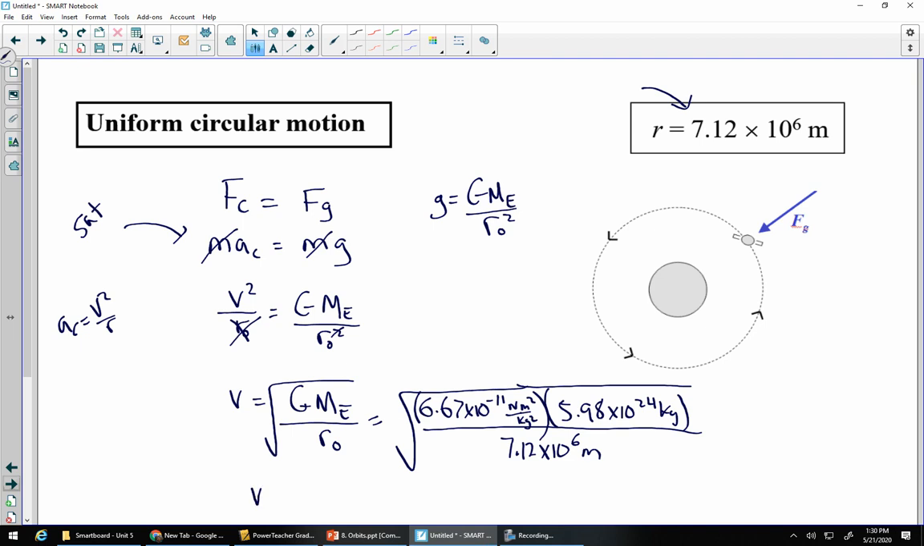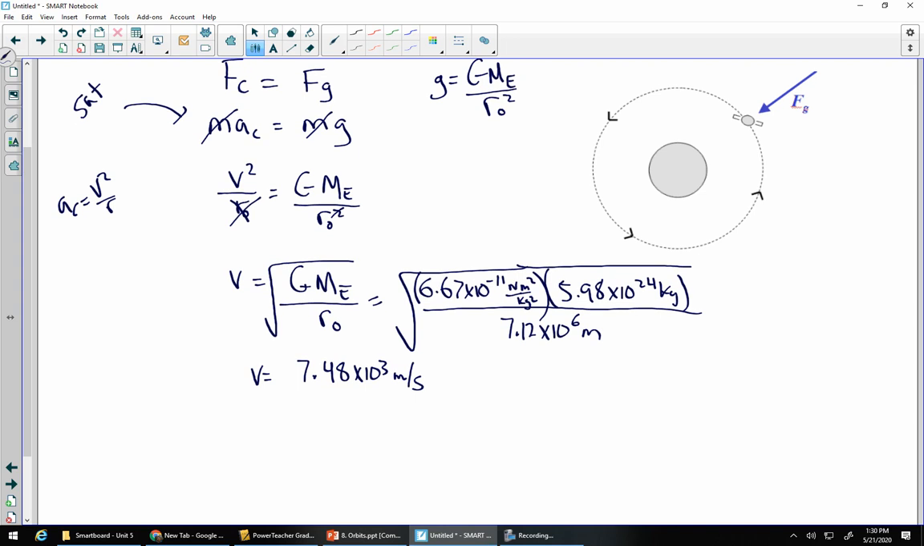Go ahead and plug that into your calculator. I will do the same. I'm ending up with 7.48 times 10 to the power of 3 meters per second, which is pretty crazy fast, right? Like that satellite, 7.5 kilometers every second. Wow, pretty fast. So this is the idea of satellite and satellite motion.